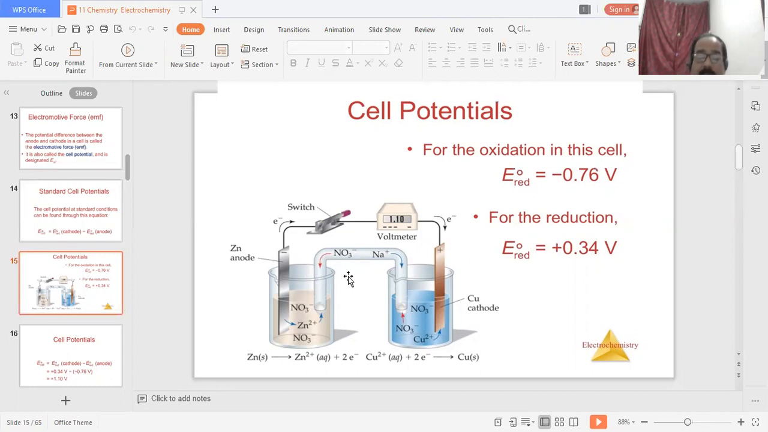So here when solid zinc releases ions, it is represented as zinc ions, and the same as usual in copper. After that, zinc collects at the zinc electrode, meaning the anode, and copper at the cathode. So this is the cell potential.